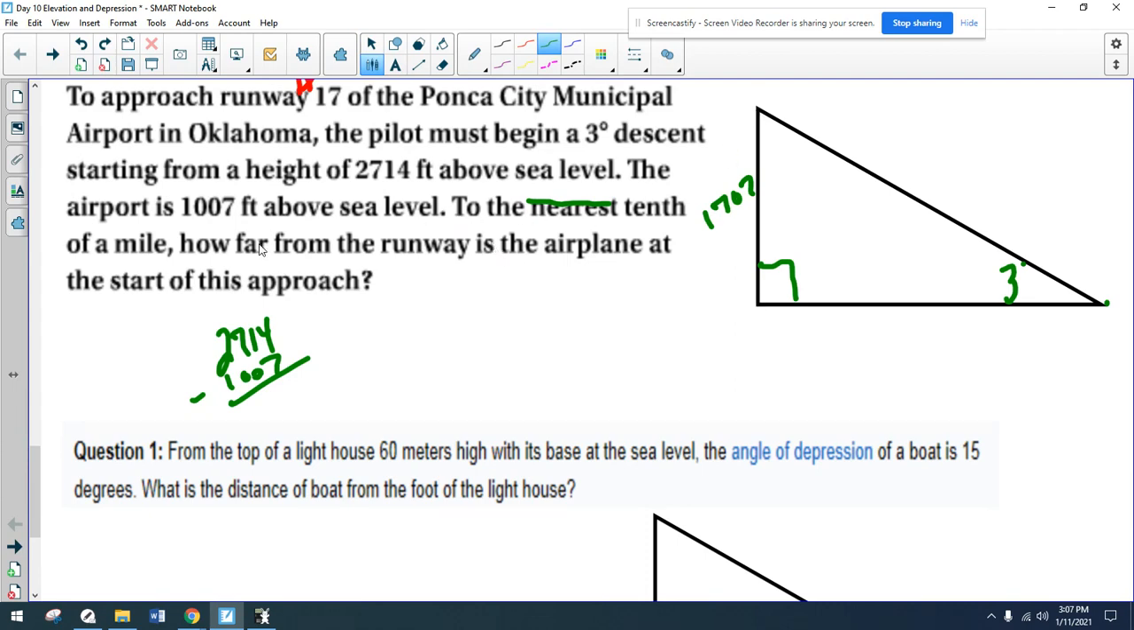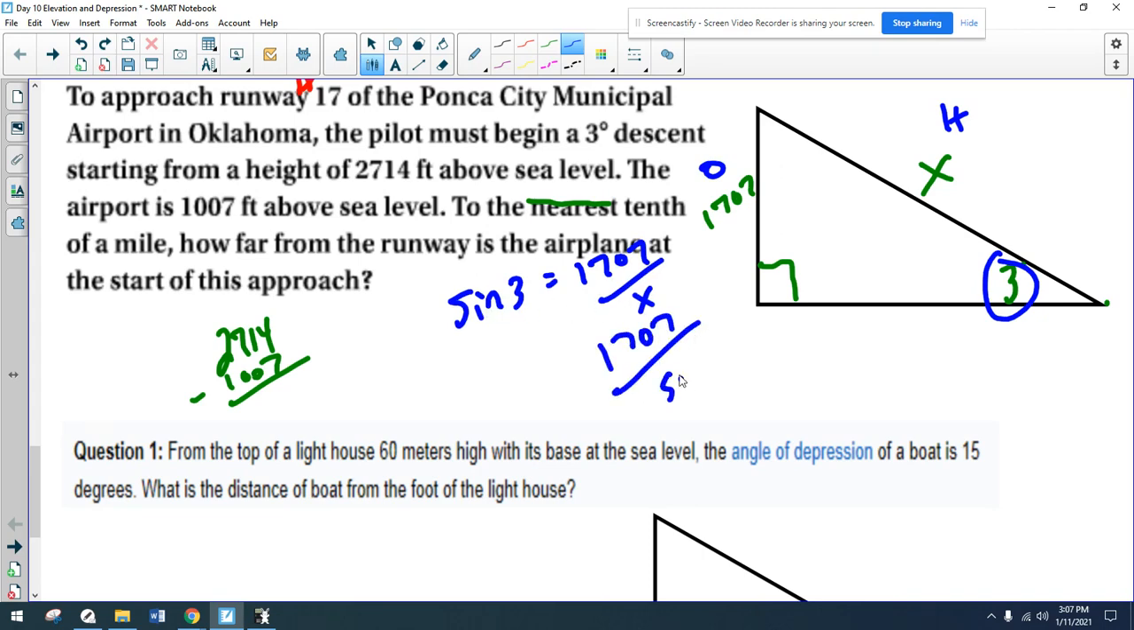Okay, so now, to the nearest 1/10 of a mile, how far from the runway is the airplane? So we're looking for this right here. That's all we need. So I've got hypotenuse, and this is opposite. So I'm going to be using sine of 3 is equal to the opposite over the hypotenuse. So I'm going to swap these and type that in my calculator, and that's going to give me what I'm looking for. Okay, so you just have to watch out for something small, but every time just make yourself a triangle.